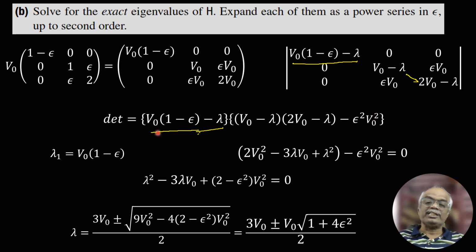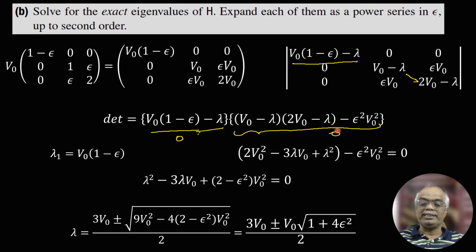For the determinant to be 0, either this first term will be 0 or this other one will be 0. So there are two possibilities. If the first term is 0, it will happen only when lambda is equal to V naught 1 minus epsilon. We call this eigenvalue 1: lambda 1 is equal to V naught 1 minus epsilon. This is the first order correction.